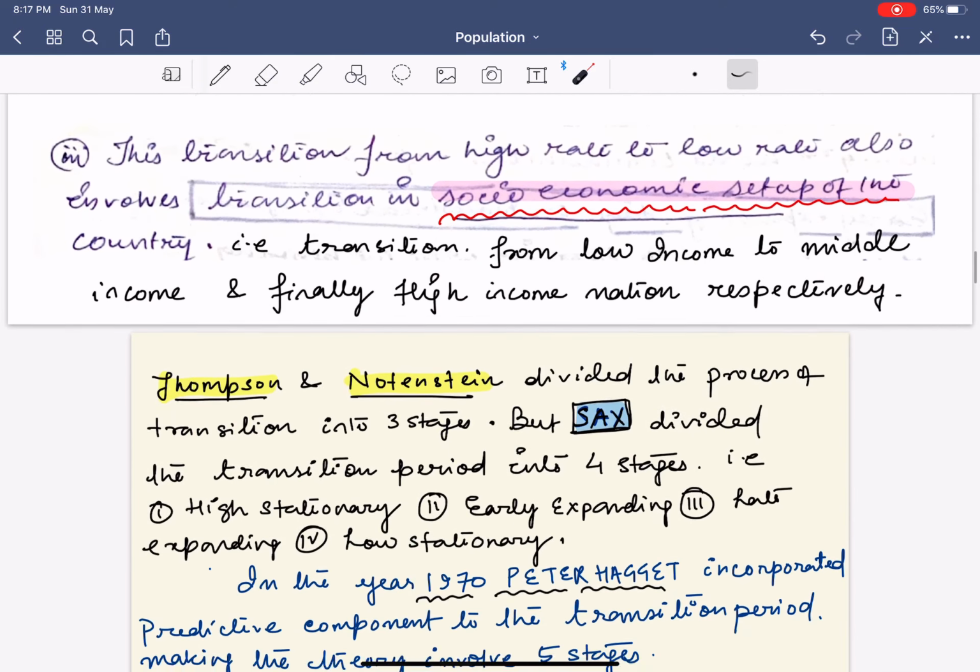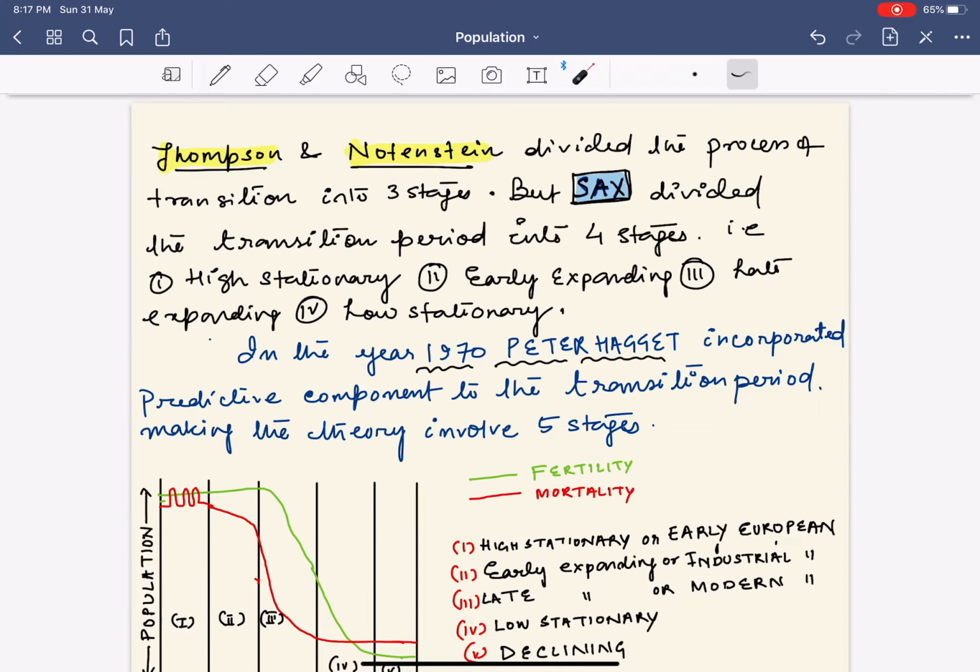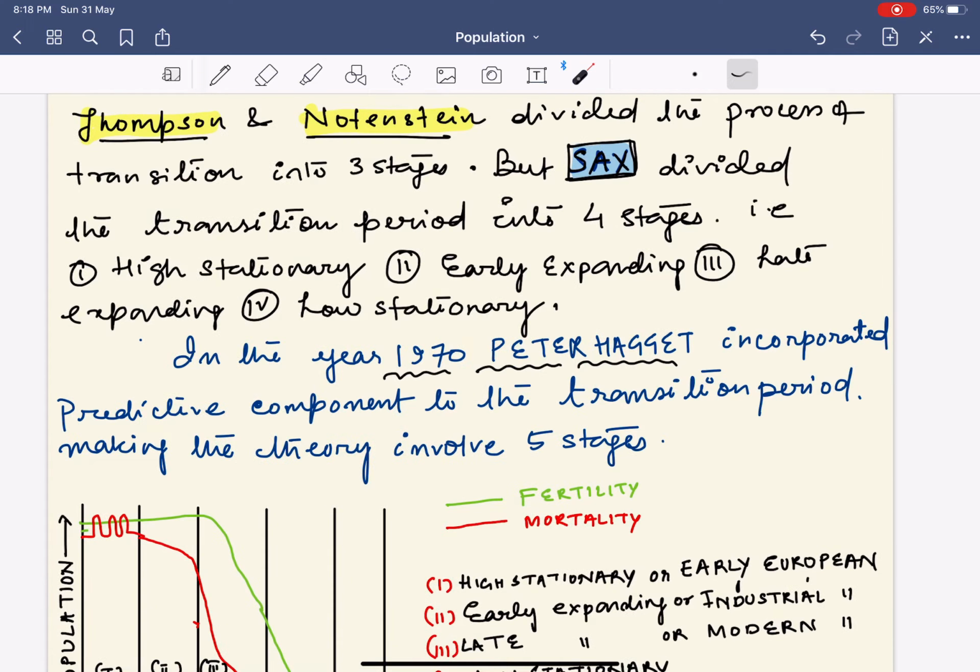Next, Thompson and Notenstein divided the process of transition into three stages. But it was Sachs who divided the transition into four stages, that is high stationary, early expanding, late expanding and low stationary. It was in the year 1970 that Peter Haggett, one of the scholars we'll read more about as we move on with the models in geography, incorporated a predictive component to the transition period, making the theory involve five stages.